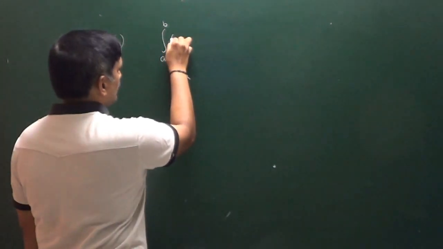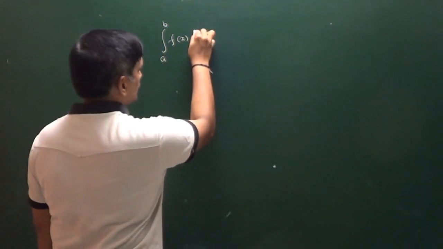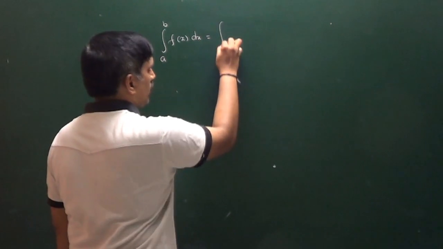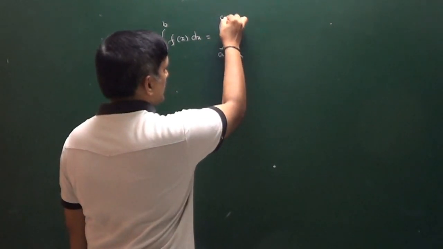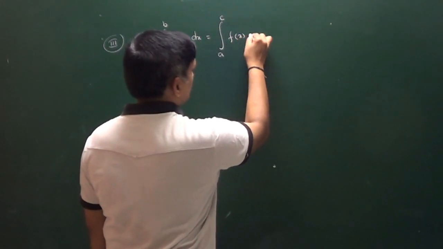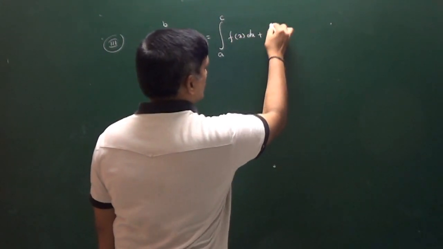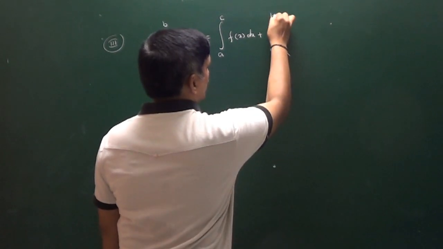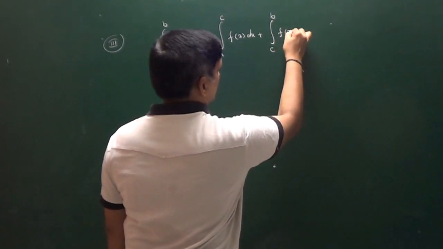I can say this is the third property. Integral a to b f of x dx, we can write it as integral a to c f of x dx plus integral c to b f of x dx.